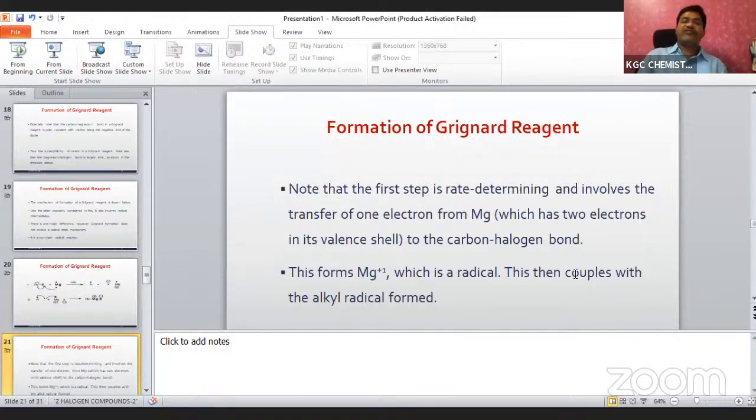Note that the first step is rate determining and involves the transfer of 1 electron from magnesium, which has 2 electrons in its valence shell, to the carbon-halogen bond. This forms Mg+1, which is a radical as well as a +1 ion. This is then coupled with the alkyl radical and formed.